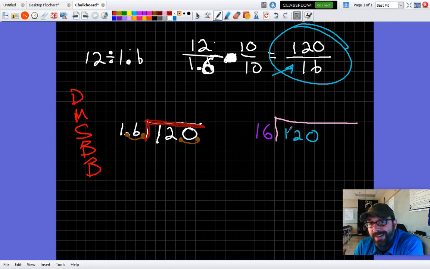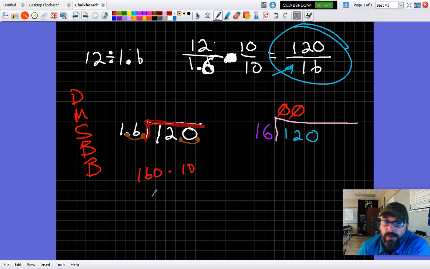So 16 goes into 1. It don't. 0 times. 16 goes into 12. It don't. 0 times. 16 goes into 120. 16 times 10 is 160. And I'm going to put the 10 there. And I need to be about 40 away from that. So let's try 16 times 8.